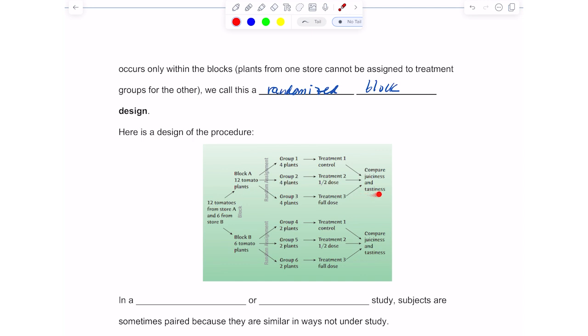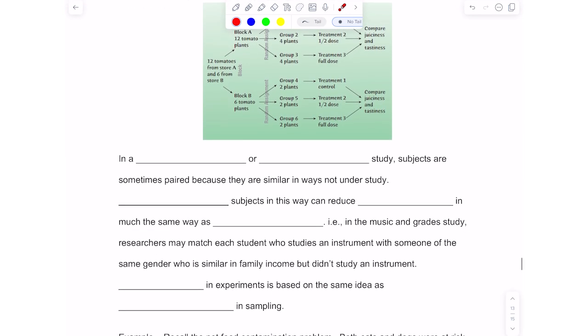And then, just as what we did before, we compare the juiciness and tastiness of the tomatoes for each of the 2 blocks. So this way you are reducing the variability of the plants from the two different stores, okay, so that we can control for the effects of the two different plants, the two different variety of plants.